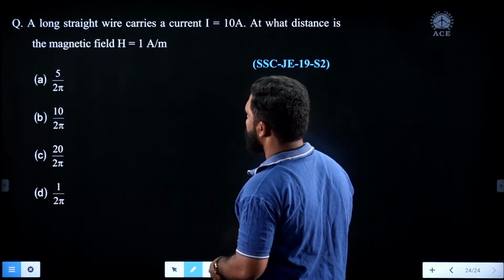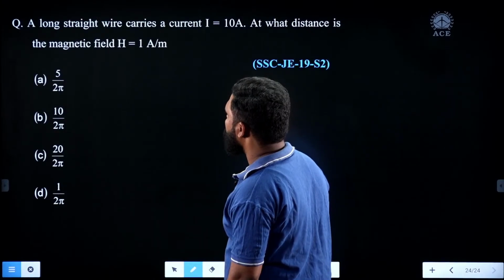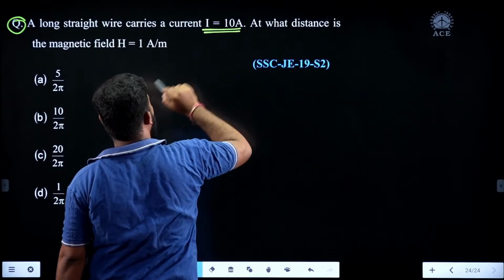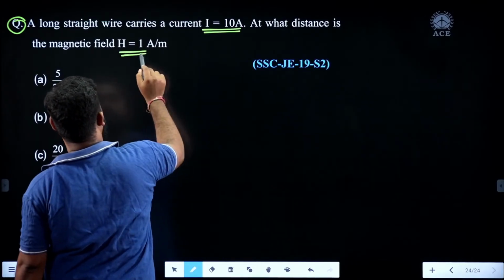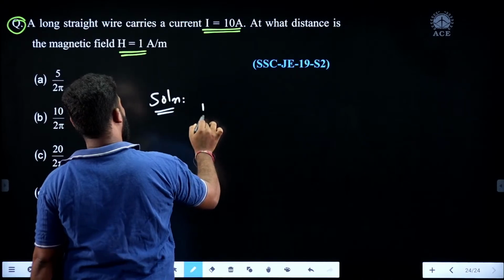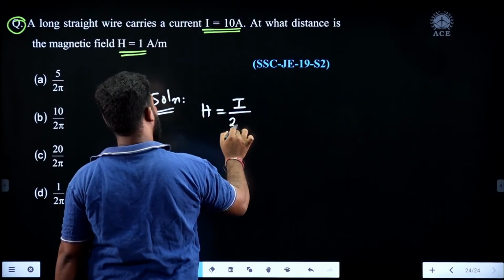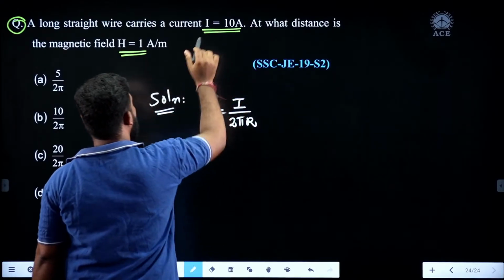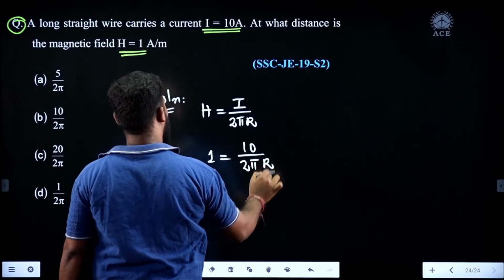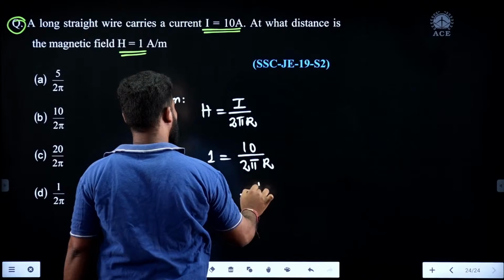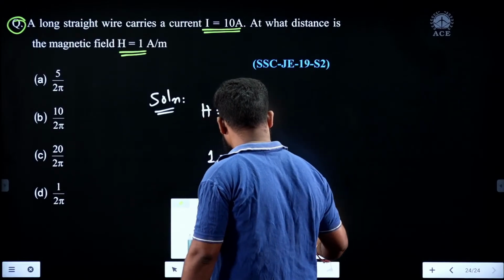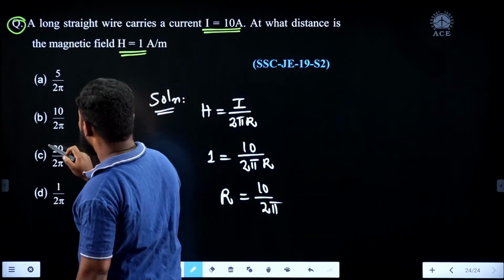Okay. There is one more question. A long straight wire carries a current I is equal to 10 amperes. At what distance is the magnetic field H equal to 1 ampere per meter? So what is the magnetic field due to a long straight wire? H is equal to I by 2 pi R. How much is the H? It is 1, which is equal to 10 divided by 2 pi R. So R is equal to 10 by 2 pi. Option B is the answer.